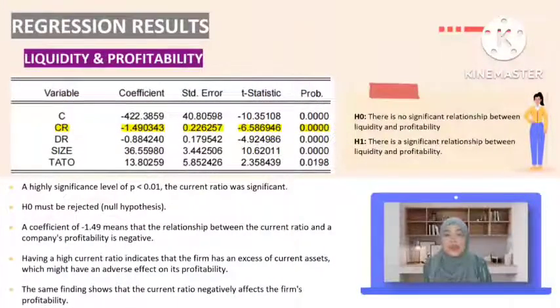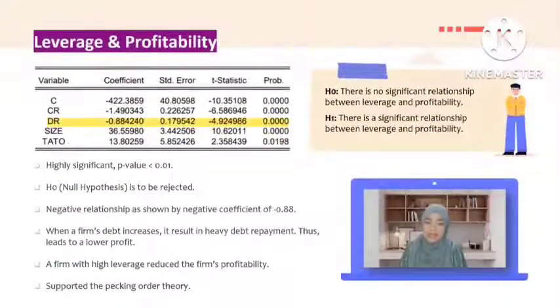On the regression results for the liquidity and profitability, at a high level of significance of p-value lesser than 0.01, the current ratio was significant. Therefore, H0 must be rejected because it means that the relationship between current ratio and the company's profitability is negative. Next, for the leverage, it has the same result as the liquidity and profitability before, which is that H0 must be rejected because the firm with high leverage will reduce the firm profitability, where it has a negative relationship between the leverage and the firm's profitability.